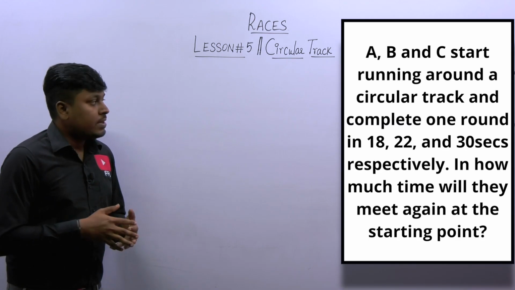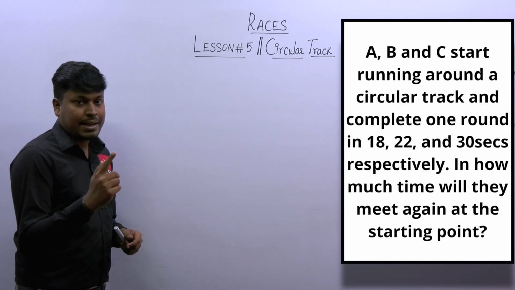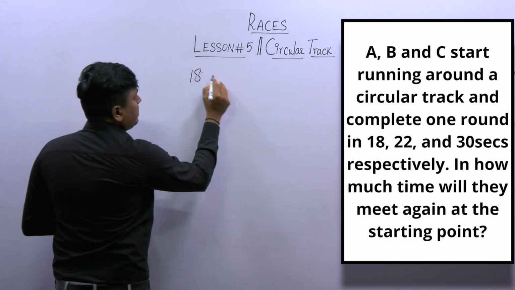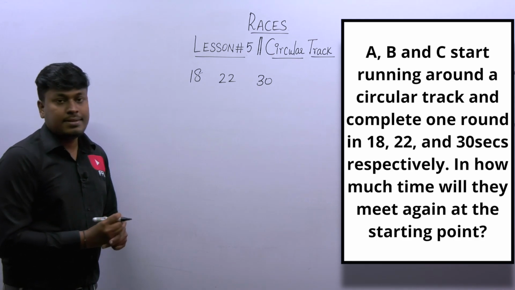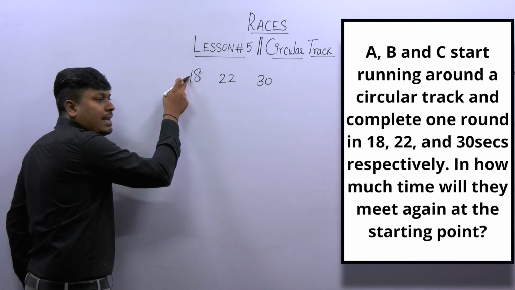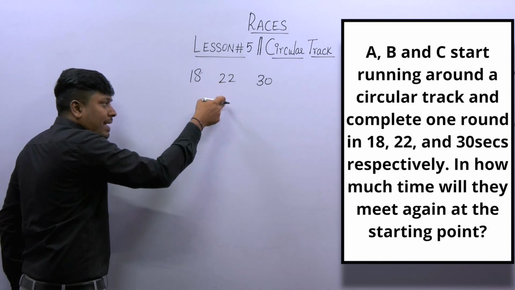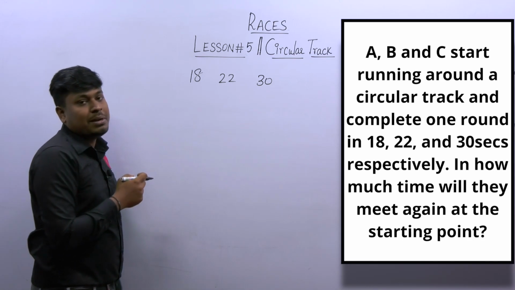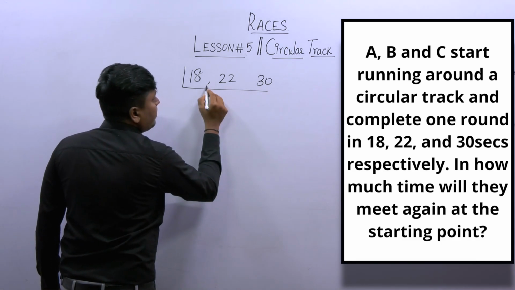So question number 2. A, B and C start running around a circular track and complete a single round in 18 seconds, 22 seconds and 30 seconds respectively. The first person completes the track in 18 seconds, the second in 22 seconds, and the third in 30 seconds. Our target is to find in how much time they will meet again at the starting point. So you need to take an LCM, because the first person completes a circular track in 18 seconds, so the next round he completes in 36 seconds, then 54, and it goes on. Similarly for the multiples of the second and third persons. Our target is to find the least common multiple, that is, the point of time at which all 3 persons will meet again. So we have to take an LCM of all the 3 numbers.